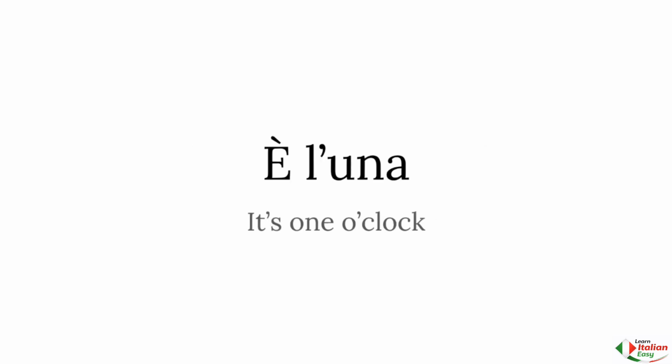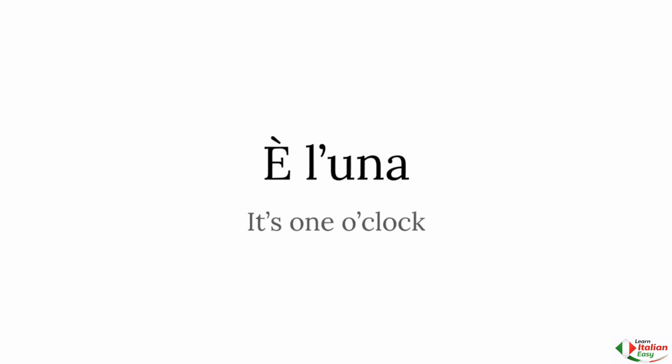Perfect. And now let's see some examples. If you want to say it's 1 o'clock, then you say è l'una. È l'una. That literally means it is the 1. Okay, we don't use o'clock. È l'una. So we use the verb to be in Italian as well.